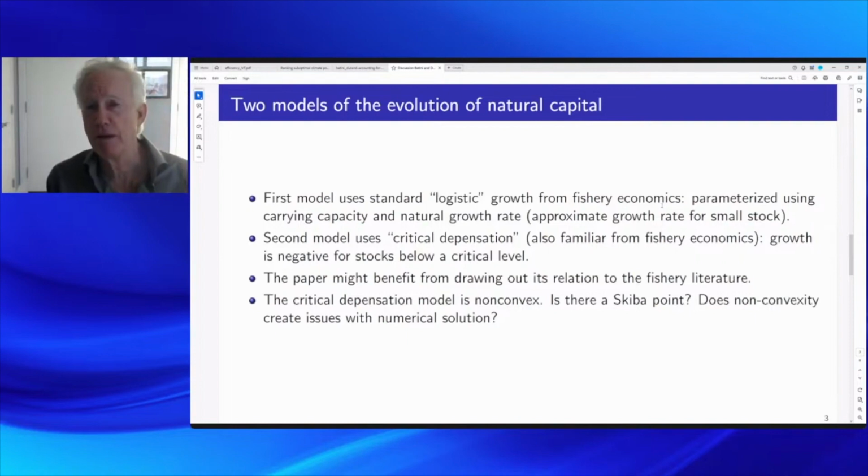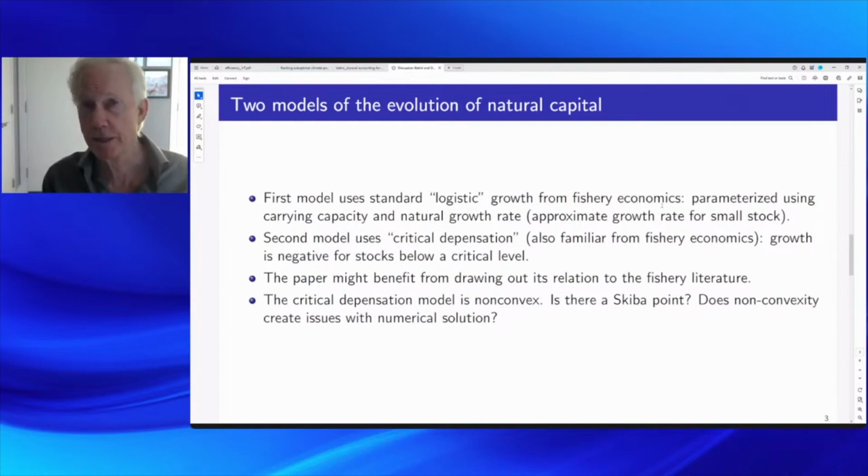I think that it would actually be useful, at least for readers coming from resource economics, not so much from the macro side, to draw out this connection with the fishing literature. Now, one of the features of the model with critical depensation, what the paper refers to as a tipping point, is that the model is non-convex. So the growth equation is convex over some region and it's concave over another region.